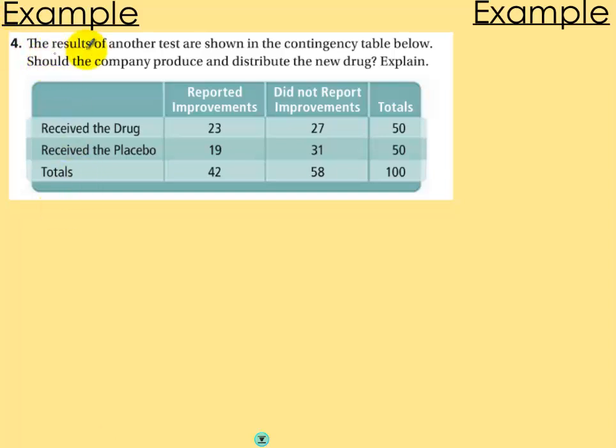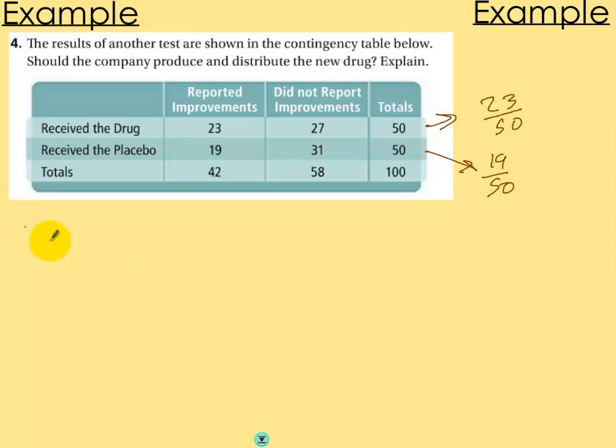All right, same. So the results of a drug test are here. Should the company produce and distribute the new drug? Basically, does it work? And so explain this. So I'm looking at my probabilities. Those that received the drug, 23 out of 50 showed improvement. Those that received the placebo, 19 out of 50.